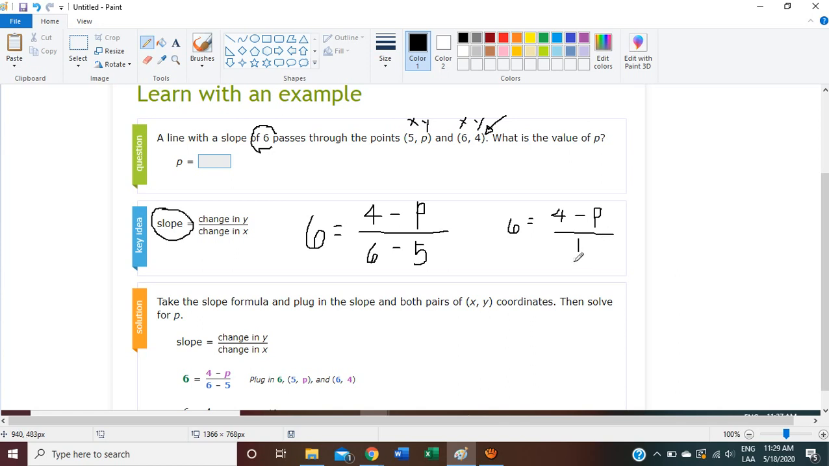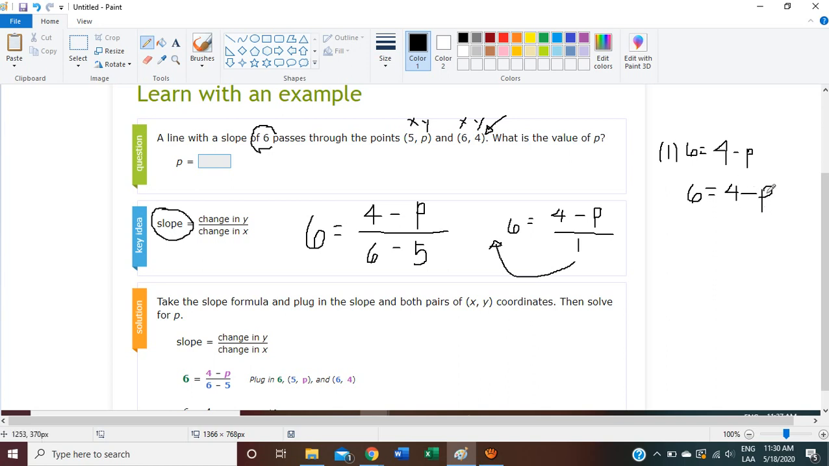Okay, so far we have this. We have to send this number 1 to the other side of the formula. It is dividing, now it is going to be multiplying. So 1 times 6 equals 4 minus p. So 6 times 1, or 1 times 6, equals 6, equals 4 minus p.